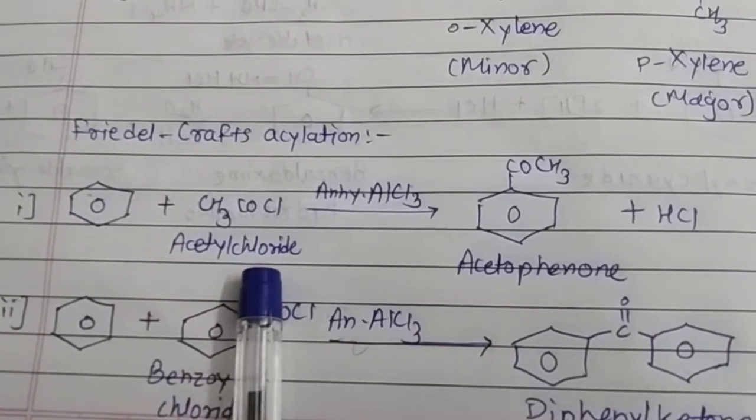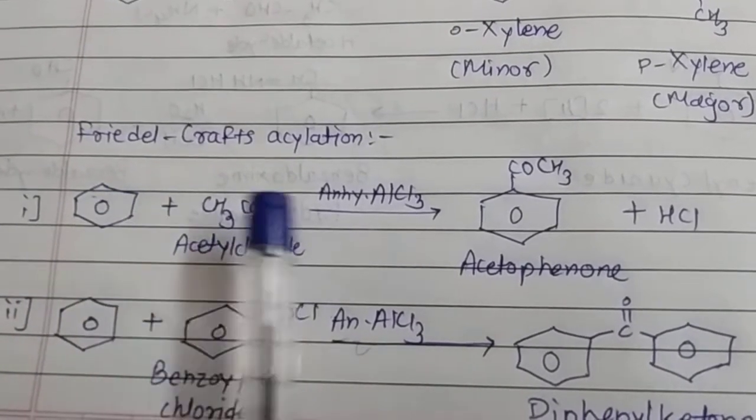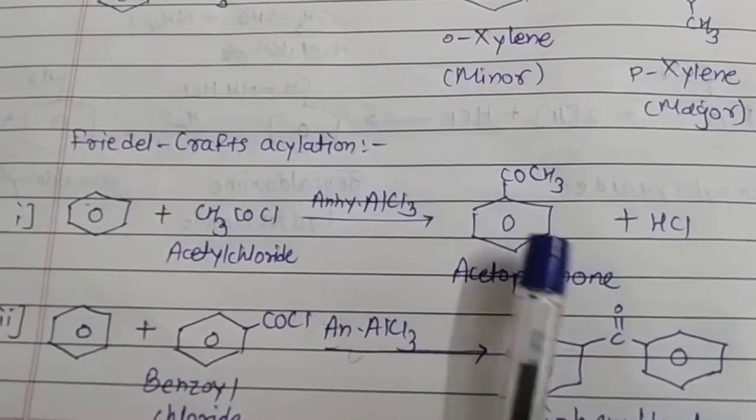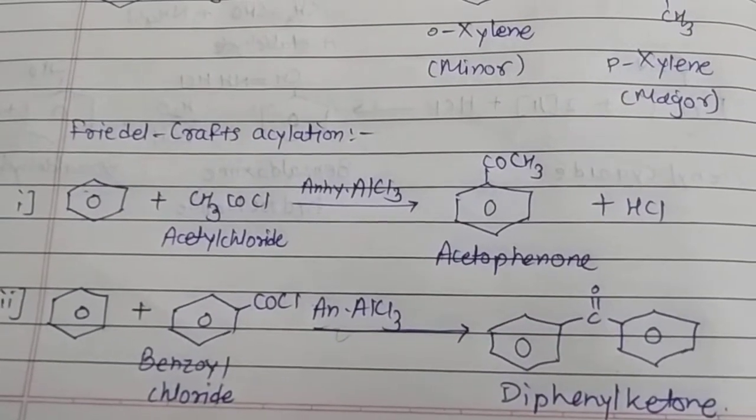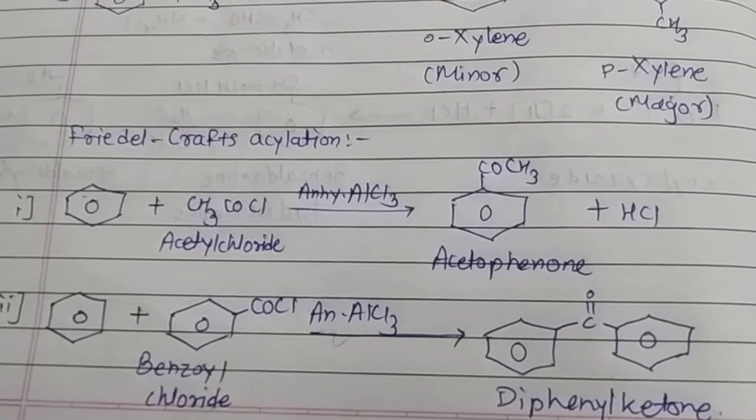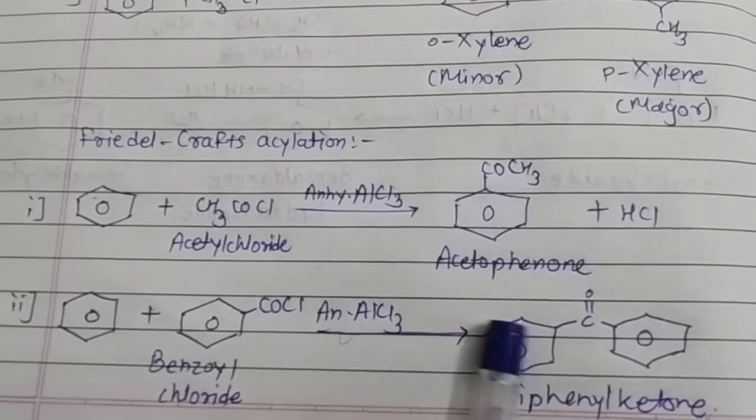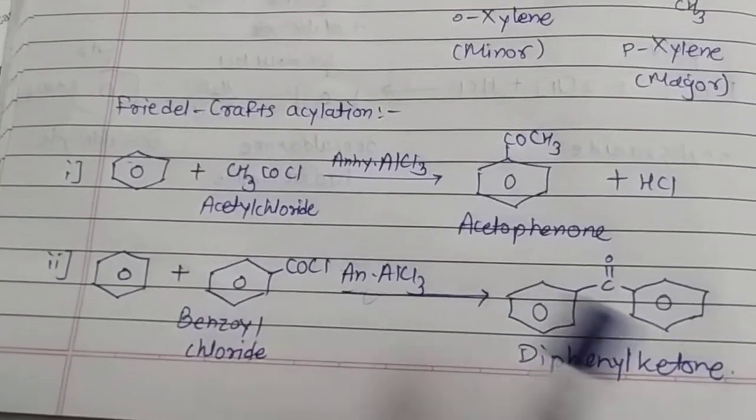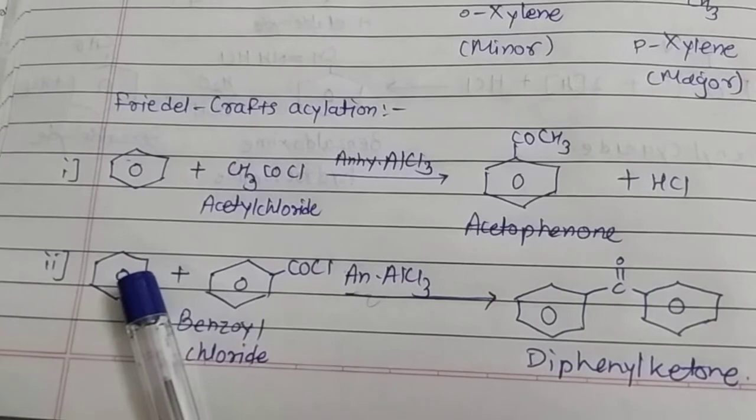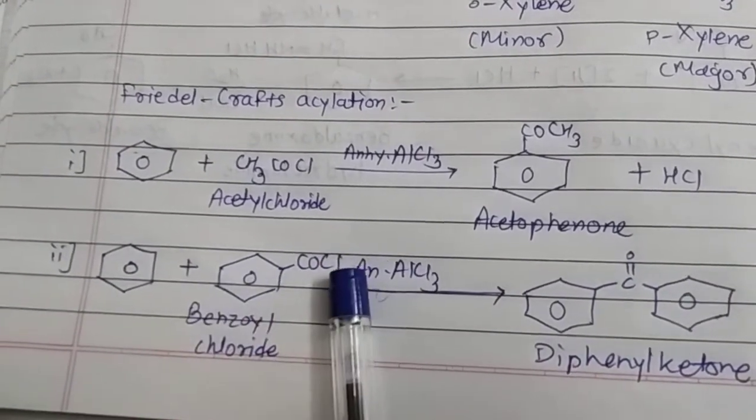So acetyl chloride, so hydrogen is replaced from benzene and at that place COCH3 is substituted. Again anhydrous AlCl3 is used as catalyst and HCl is liberated as the byproduct, and we get acetophenone as the major product. So just replace the hydrogen from benzene with this CO and this ring part, just remove this Cl.